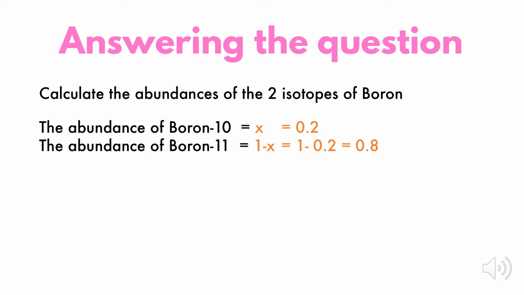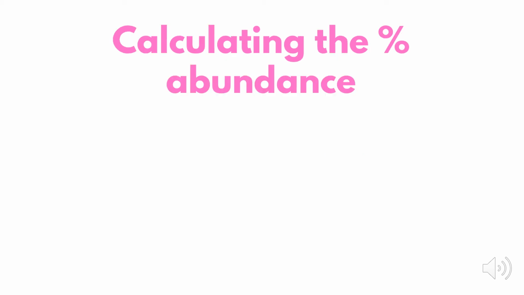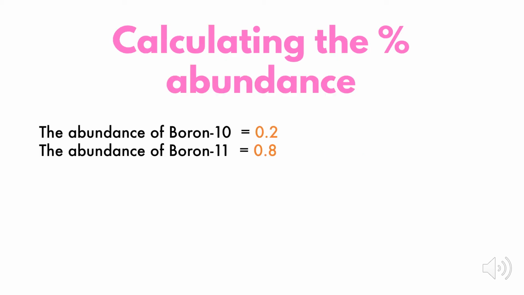If the exam question asks you just to give the abundances and you get to this point where you've got the decimals, then you're done. That's absolutely fine. You can leave it like that. But some questions might ask you for the percentage instead. And if they do, you've got a little bit more work to do. So to calculate the percentage abundance, take the decimal abundances that you've got there and then just multiply them by 100. So for boron 10, 0.2 times 100 gives us 20%. And boron 11, 0.8 times 100 gives us 80%.